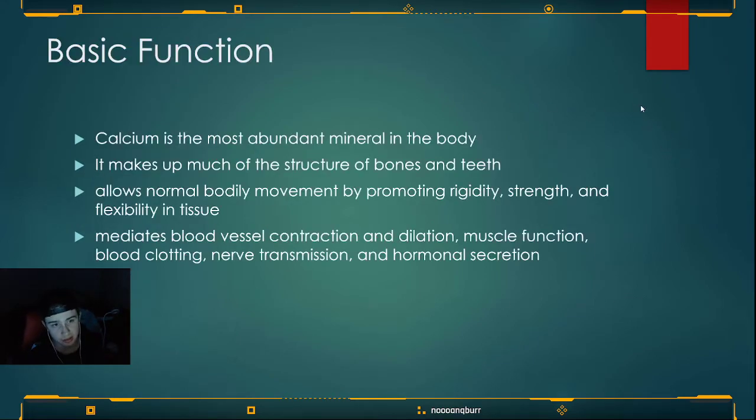The basic functions of calcium. So calcium is actually the most abundant mineral in the entire body. It makes up a lot of the structure of bones and teeth and allows for normal bodily movement by promoting rigidity, strength, and flexibility in most tissues. It also happens to mediate blood vessel contraction and dilation, muscle function, blood clotting, nerve transmission, and hormonal secretion. So it has a hand in everything.